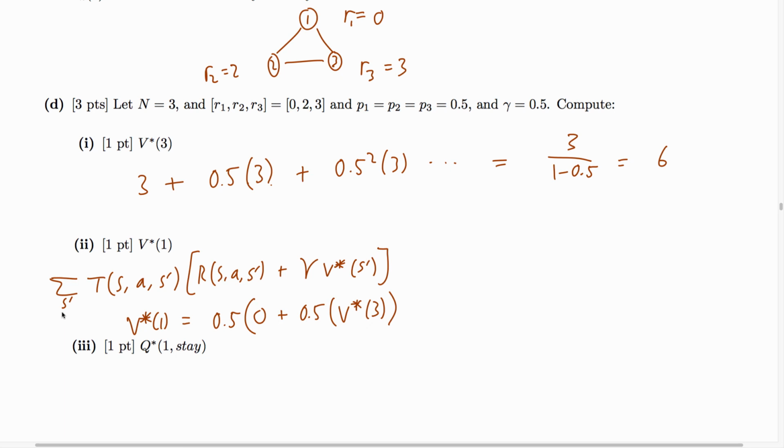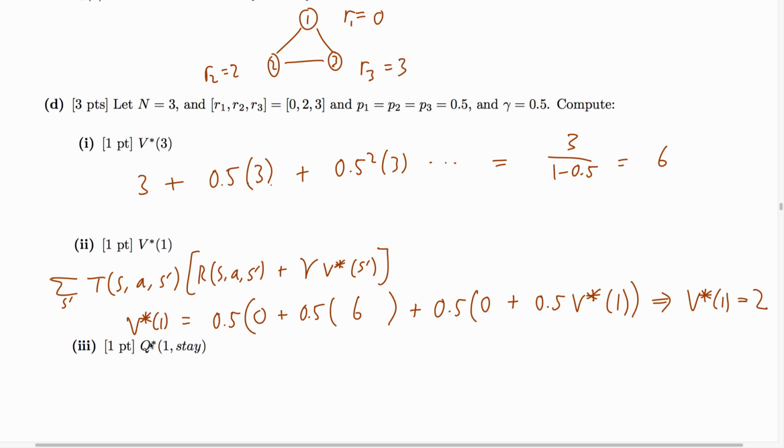The other possibility in this summation is that with 0.5 probability, I fail. If I fail, I stay in R1, which still has no reward. And again, I discount. And if I discount, I'm still in R1, so I just have to figure out what the optimal value of R1 is. So we know that the optimal value of staying in state 3 is 6. And now all of this is filled out, except for v star of 1. So this is just an equation with one unknown. And if you solve this out, you will get that v star of 1 should be equal to 2.